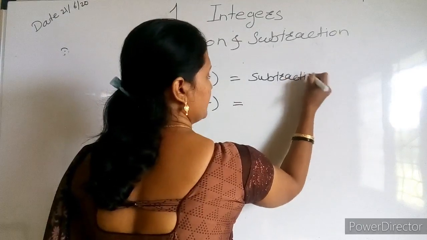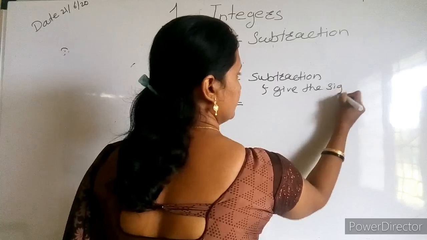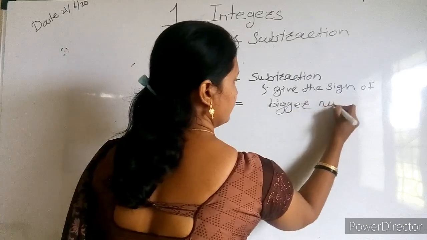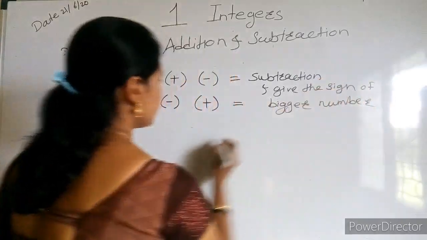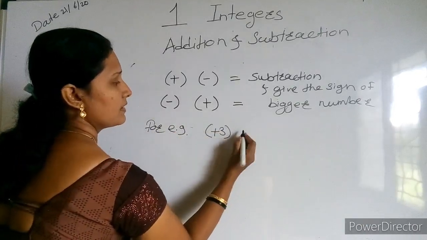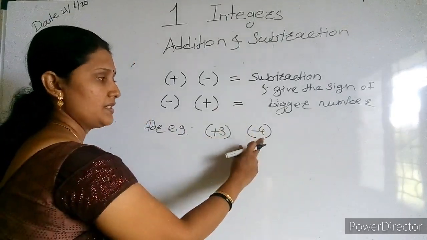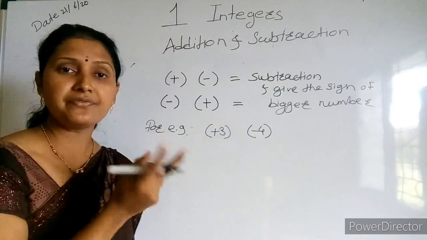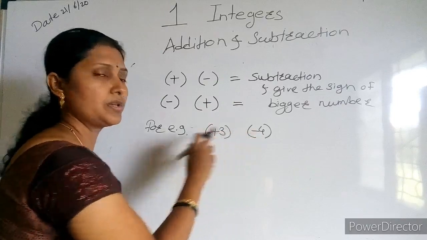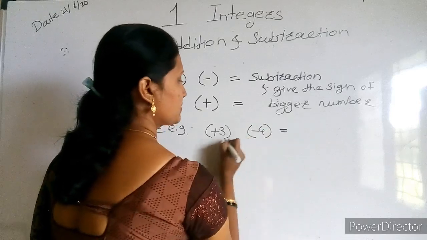So we do subtraction and give the sign of the bigger number. For example, plus 3 and minus 4. Both have different signs, one plus and one minus. In that case we always do subtraction.